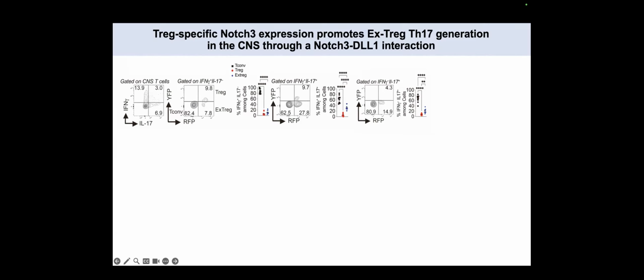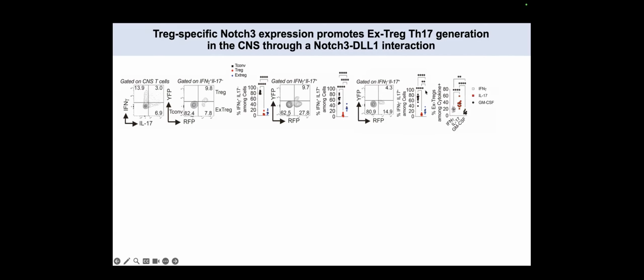Here is the quantification of all our mice. We did the same with the interferon gamma IL-17 double positive cells, and here we see that 30% of the cells producing both cytokines are X-Tregs. And we did the same with IL-17 alone, and around 15% of the IL-17 produced in the CNS during EAE is produced by X-Treg.